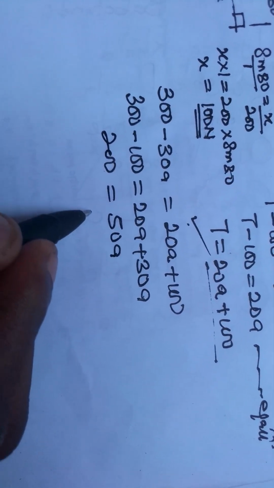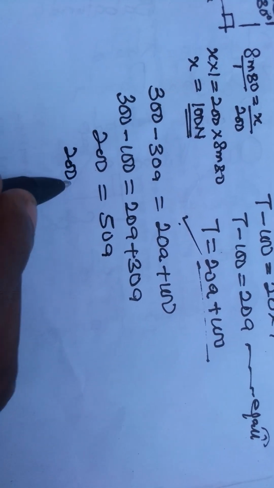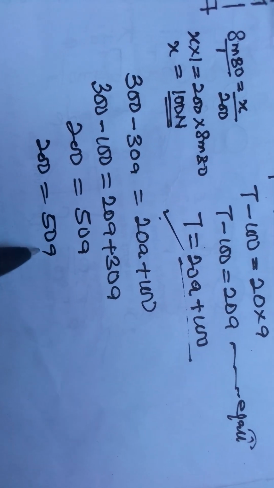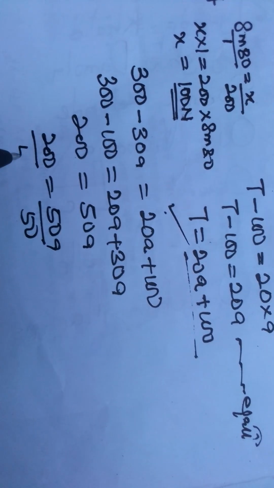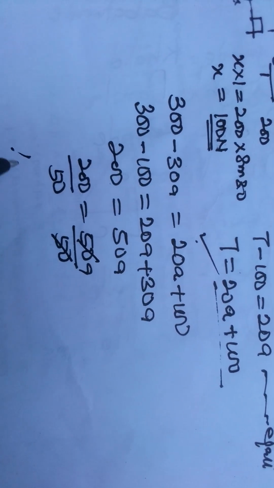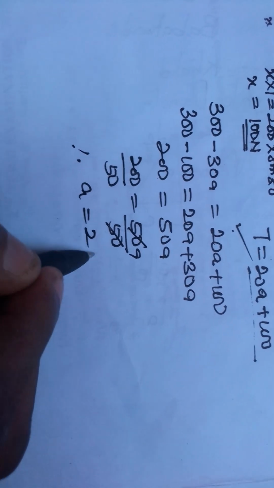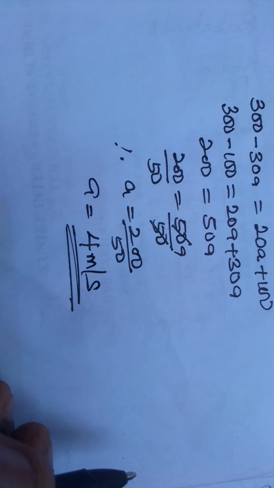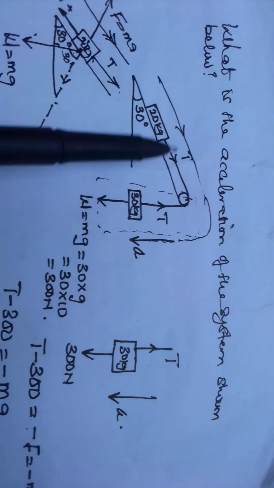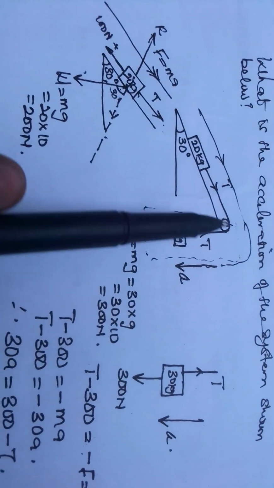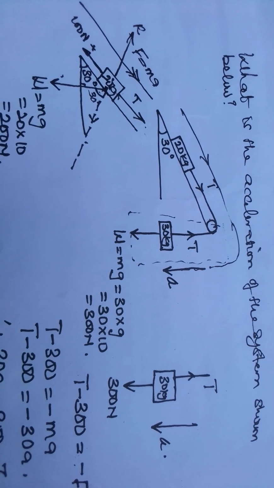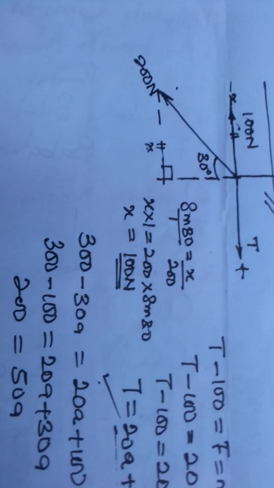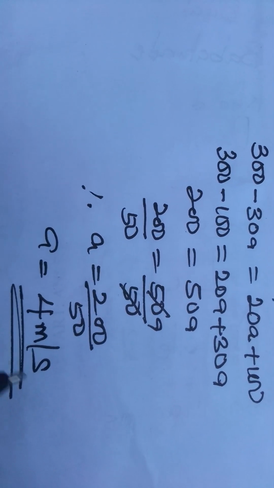Here now I'm looking for A, so we divide both sides of the expression by 50. Therefore, A equals 200 over 50. So A equals 4 meters per second. So the acceleration of this whole system, as we were told to find, is equal to 4 meters per second squared.